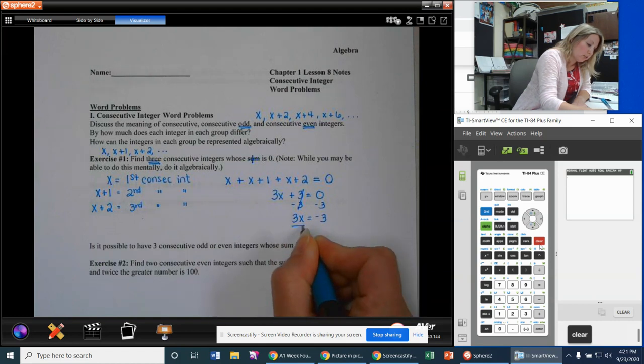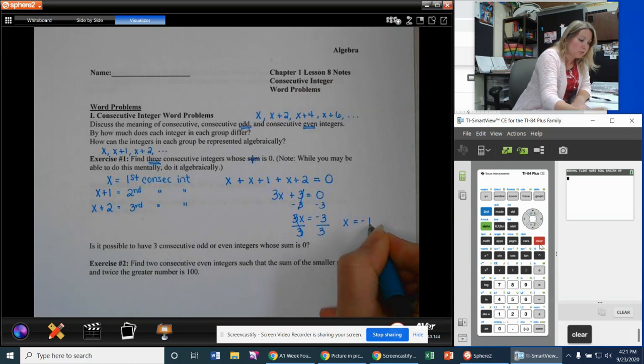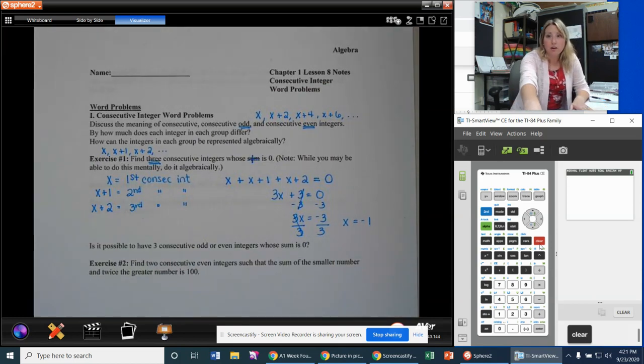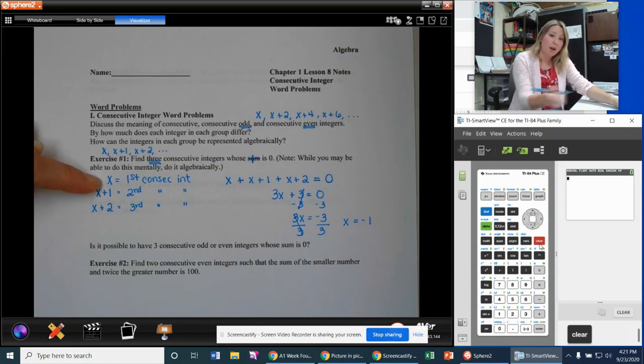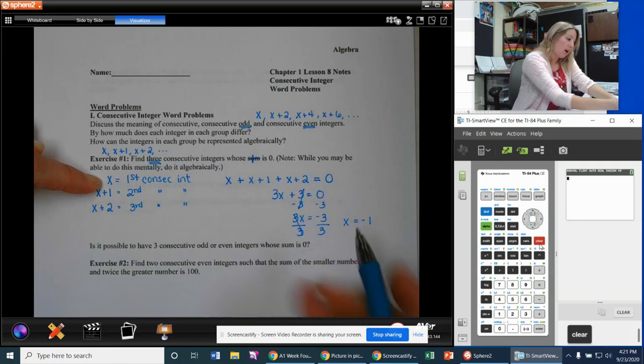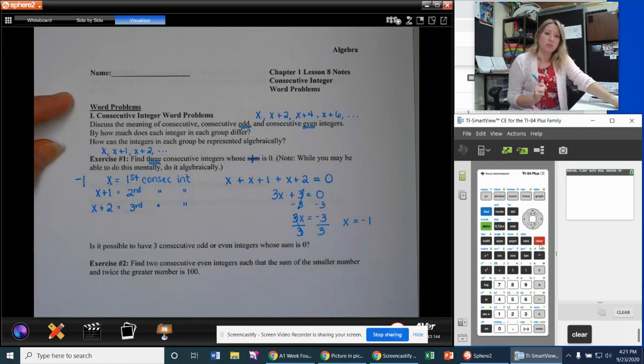Well, divide both sides by 3. Opposite of multiplying by 3 is dividing by 3. You get x equals negative 1. Now, I'm not done there because the question asked me to find 3 consecutive integers. So my answer is 3 numbers. What I luckily did is I named what x was from the get-go. And so when I found x right here, I found my first consecutive integer.